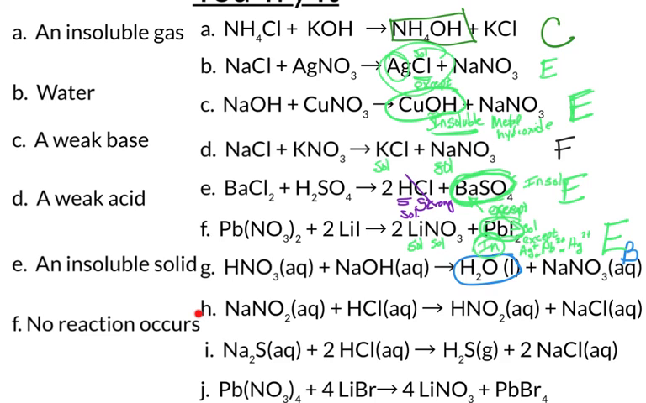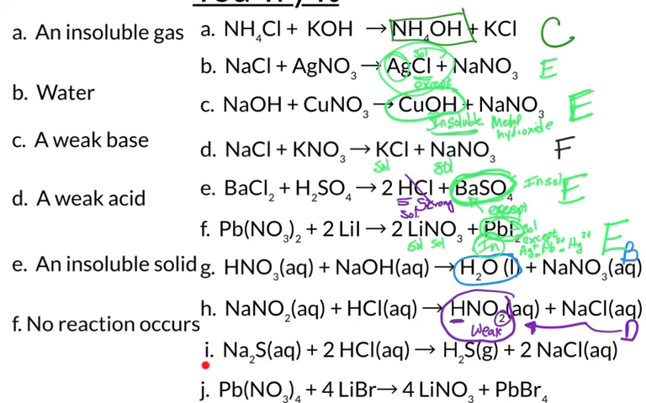Now let's look at question H. Our two products are hydrogen nitrite and sodium chloride. We do not see a gas forming. We do not see water forming. We do not see a base forming. We do see an acid. We have to decide if that's strong or weak. It's HNO2. HNO2 is a weak acid. HNO3 is strong, but HNO2 is still a weak acid. So we do form a weak acid in this case, and that tells us that this reaction does go to completion due to the formation of a weak acid. Also, sodium chloride is totally soluble, so we don't have to worry about that one.